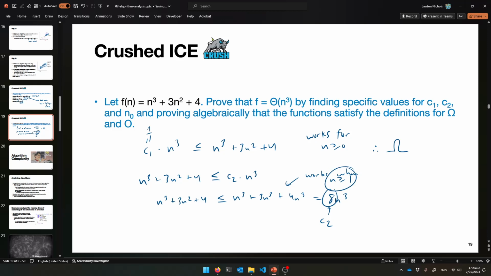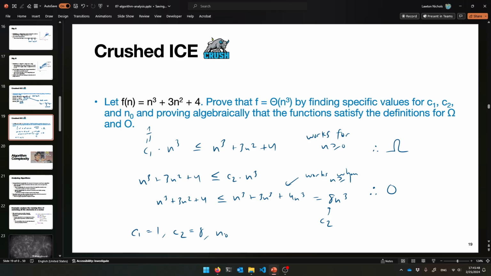Our n naught for the big O part can be bigger than or equal to 1, and this always holds. That's how we found the 8. So therefore, this is big O of n cubed. And so now I've shown that it's both big omega and big O of n cubed, and therefore I can pick my c1 and my c2. c1 is 1. c2 is apparently 8. That worked for that one.